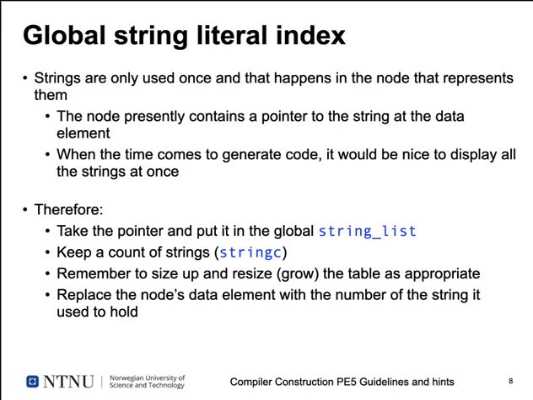And then, of course, you should replace the node's data element with the number of the string it used to hold. And then you have a reference from your string table, which has numbered strings 1, 2, 3, 4, 5. And then you can essentially look it up from your node whenever you're generating code later on. So this will mostly become important in the next step, but this is exactly the right step in our compiler construction process to implement this.